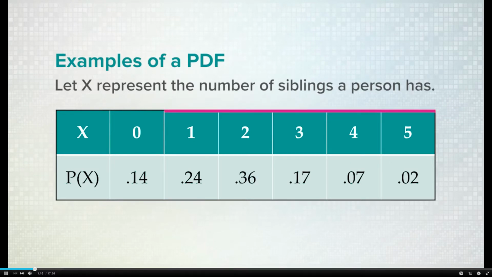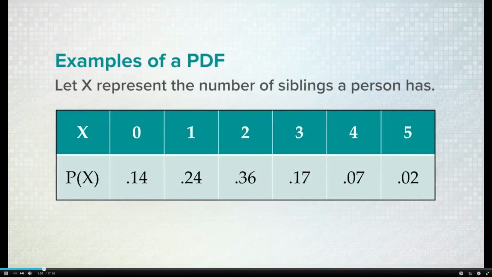It's a chart where the top row tells you all the values that x could take on. In this case, the values are 0, 1, 2, 3, 4, or 5. Underneath, in the second row, is the probability that each one of those values would occur. For example, the probability that a person would have 0 siblings is 0.14 in this distribution. The probability that a person would have 3 siblings is 0.17, and so on.